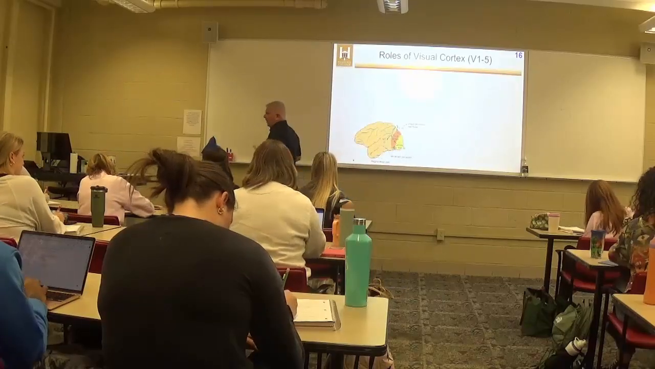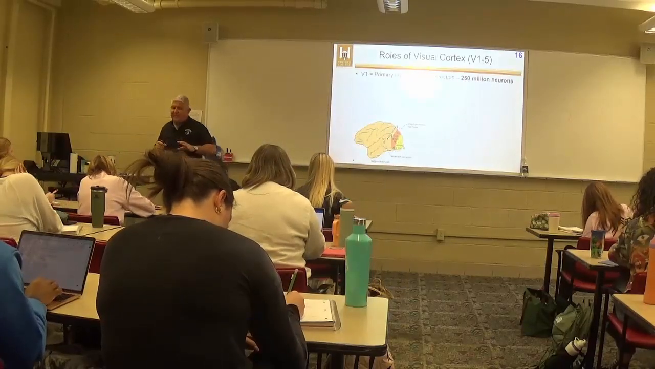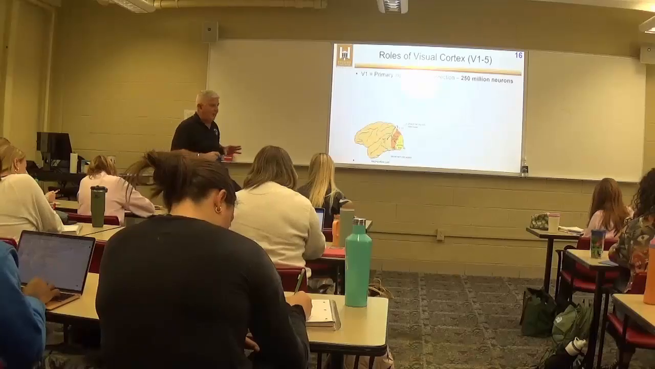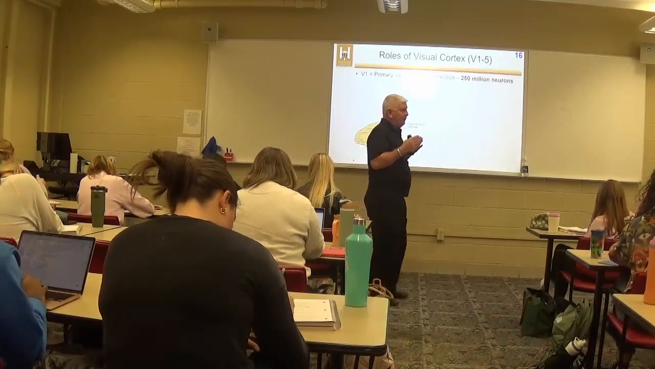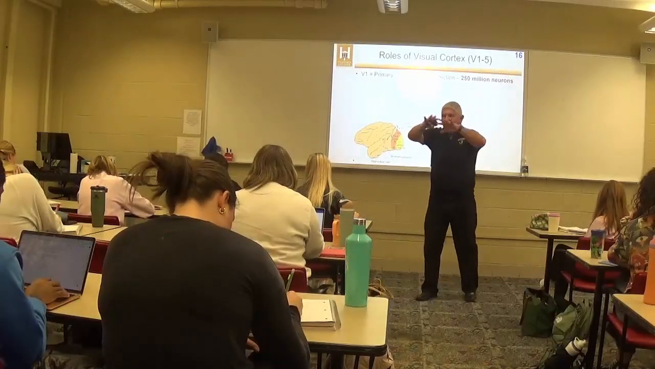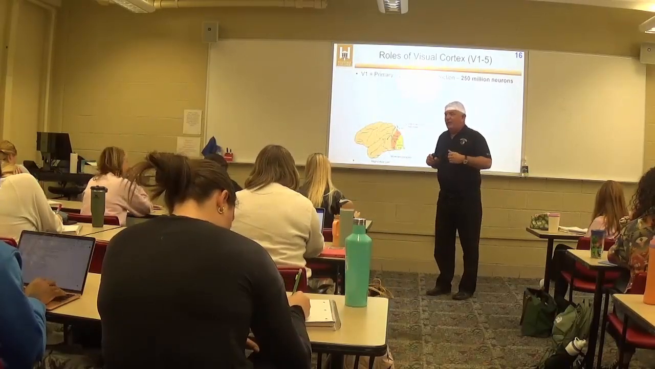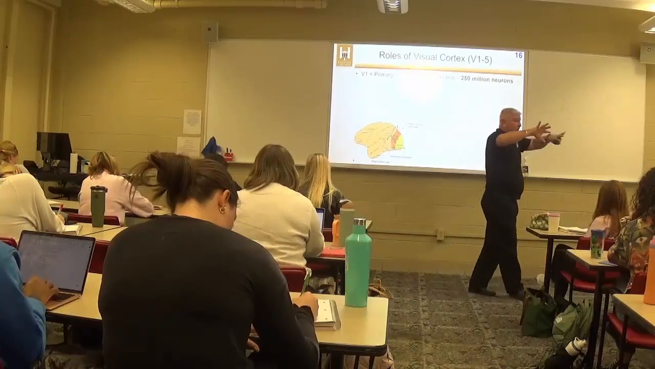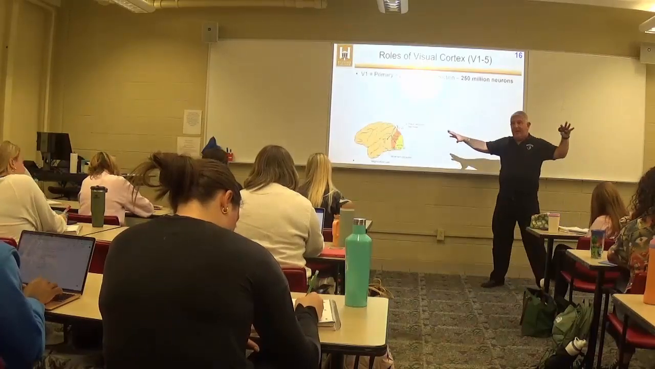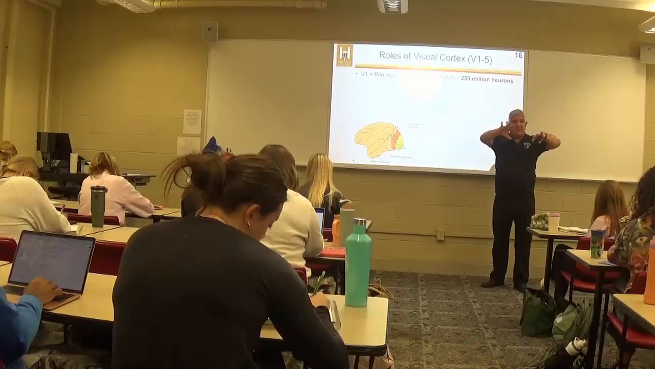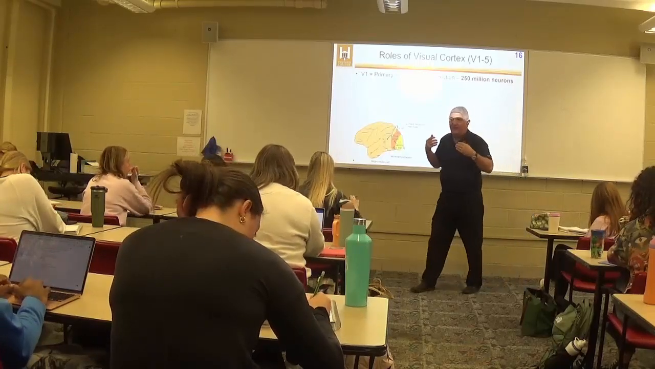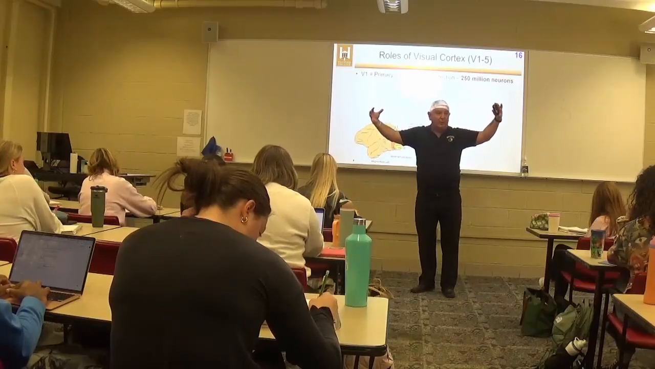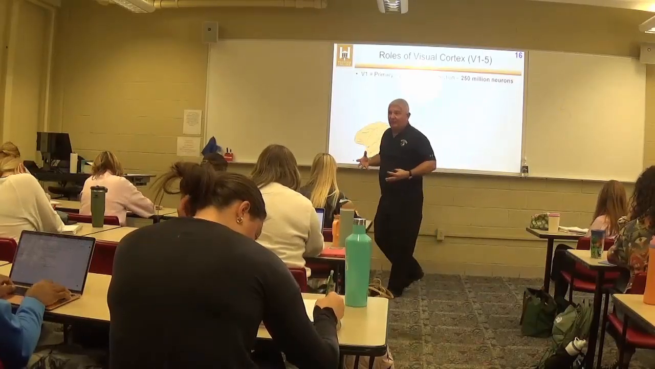V1's primary function is to detect very primitive features in our environment. You can think about our visual world as very rich and complex, and essentially what we're doing is breaking this complex picture down into very specific components that our brain is going to reassemble as our overall perception of vision.